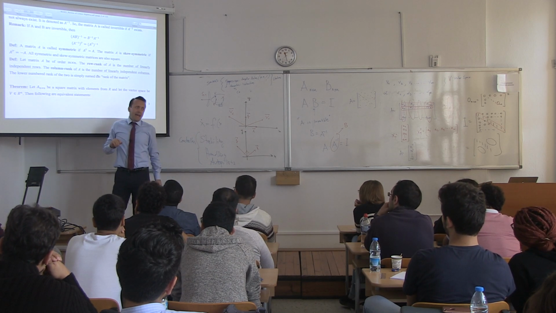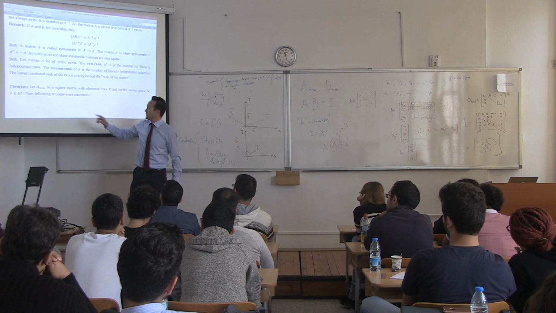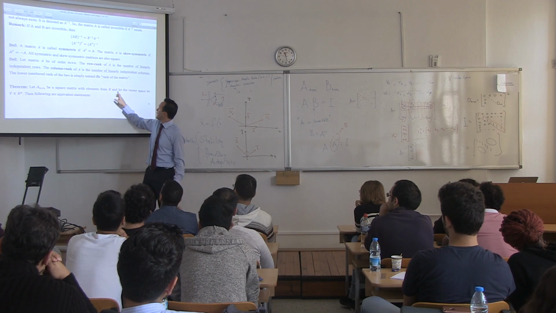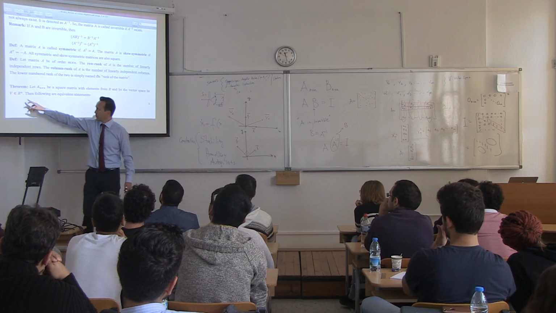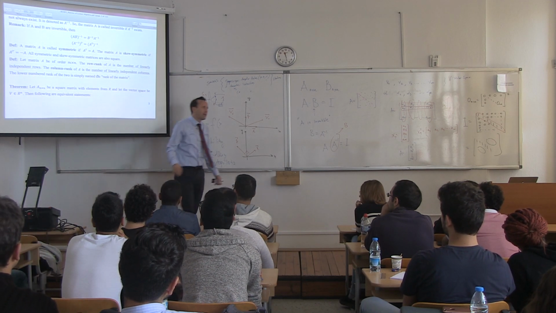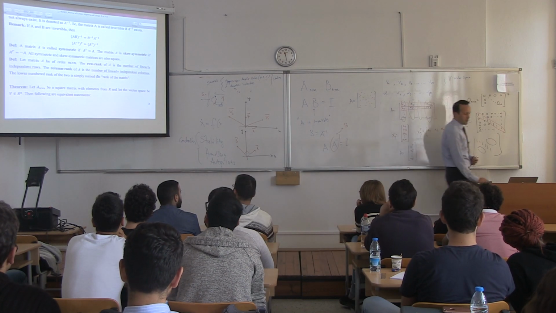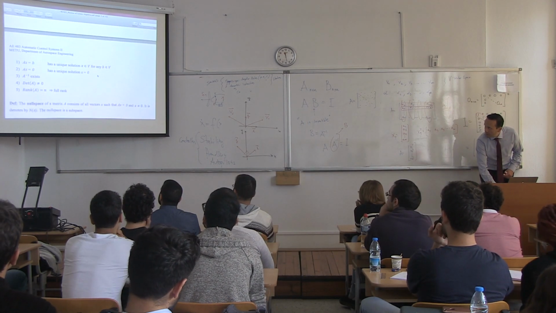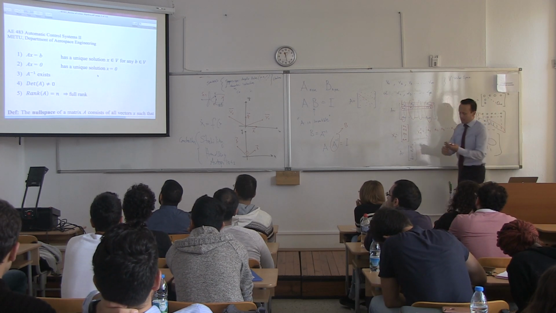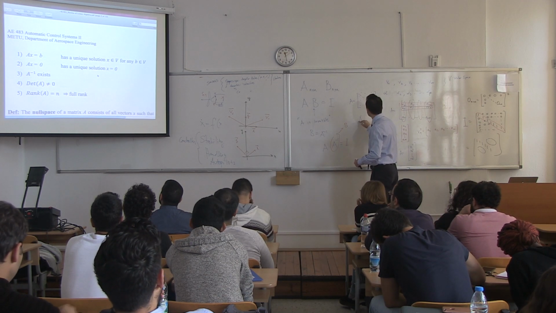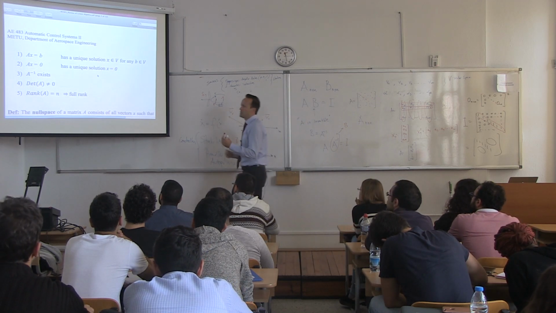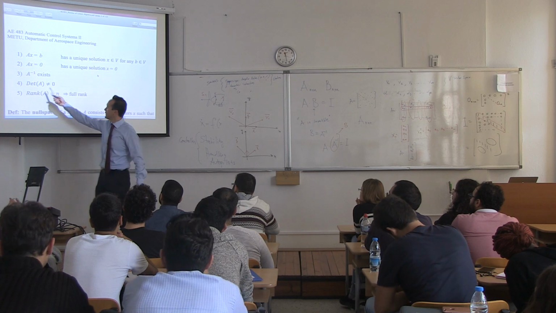Let A, n cross n, be a square matrix with elements from R, real numbers, and let the vector space V be all elements of R to the size n. Then the following are equivalent statements. That's important. Let me make this bigger. Again, A is n cross n. Let me start with the important ones.